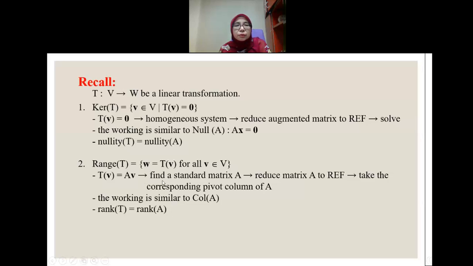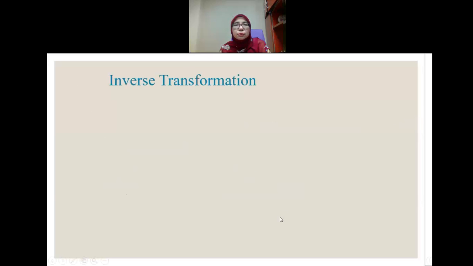Then after that, you find the standard matrix A from the defined transformation. After that, reduce that matrix to REF, and then you take the corresponding pivot columns of A. So the working is similar to the column space of A, and rank T is equal to rank A. Now we start with inverse transformation.